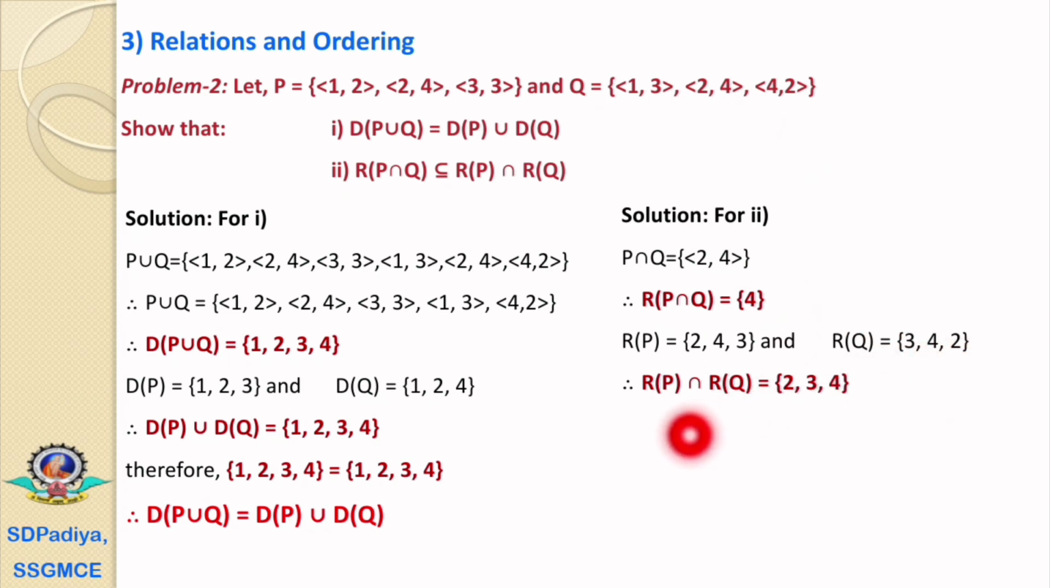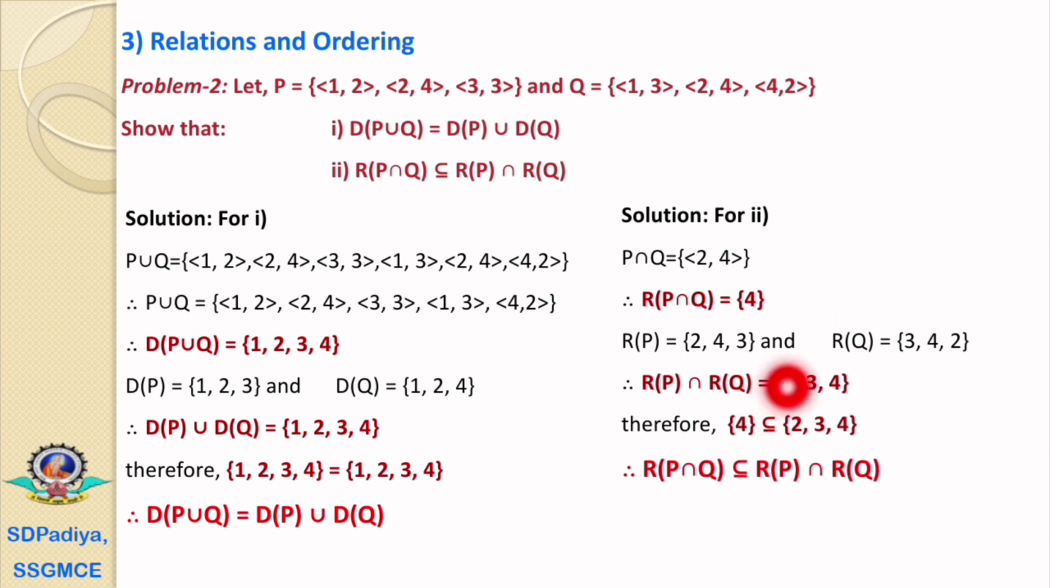Now, if we find out the range of P intersection range of Q, that is the set of 2, 4, 3 and the set of 3, 4, 2. Now it will be equal to, intersection means the same terms: 2 is present in both, 3 is present in both and 4 is also present in both. That's why it is a set of 2, 3, 4. If we look at this, then the set of 4 is a subset of the set of 2, 3, 4. Therefore, we can conclude that the range of P intersection Q is a subset of range of P intersection range of Q.